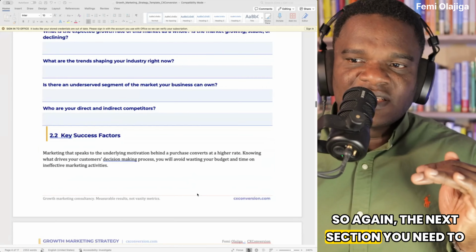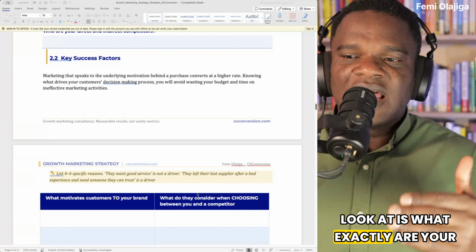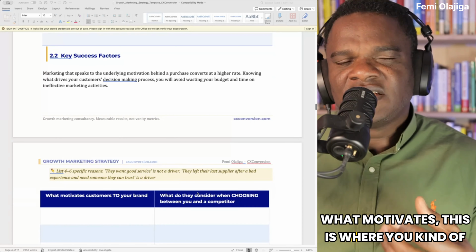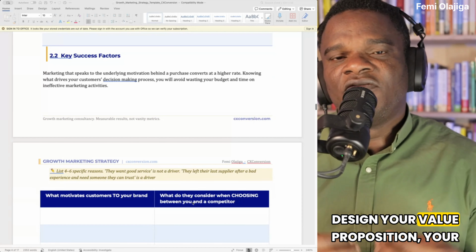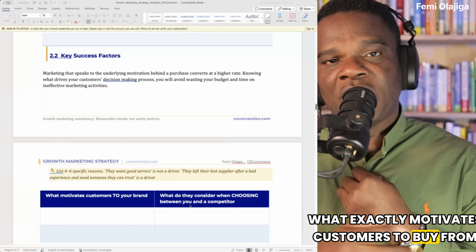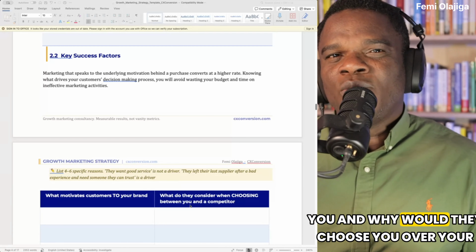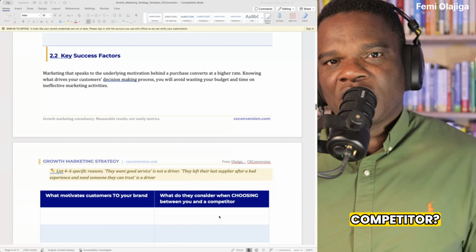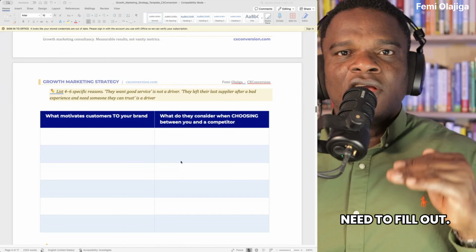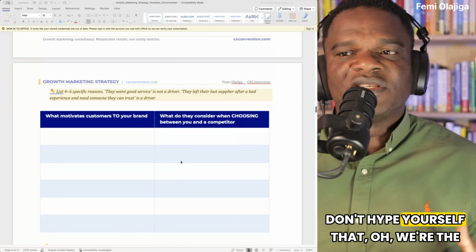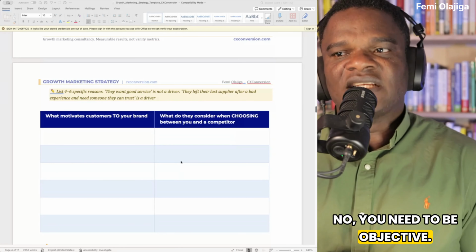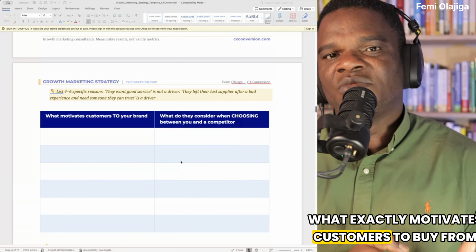So again, the next section you need to look at is, what exactly are your success factors? What motivates? This is where you design your value proposition, your offer. What exactly motivates customers to buy from you, and why would they choose you over your competitor? This is like 6 statements that you need to fill out. Don't gas yourself. Don't hype yourself that, oh, we're the greatest thing since sliced bread. No, you need to be objective. What exactly motivates customers to buy from you?